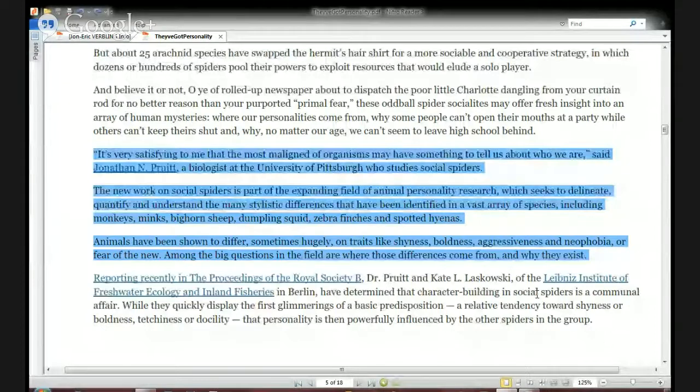Go ahead, Yuki. It's very satisfying to me that the most maligned. Yeah, that's when you say something bad about someone. Malice, yeah? That's like malice. So you're speaking badly of, you're maligning them. And the most maligned of organisms may have something to tell us about who we are, said Jonathan N. Pruitt, a biologist at the University of Pittsburgh who studies social spiders.